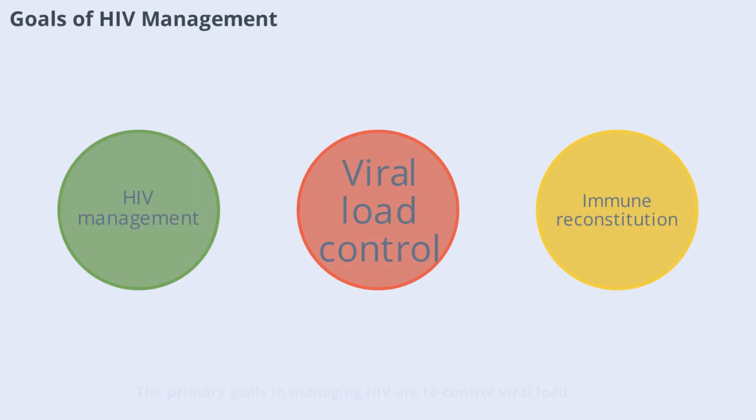The primary goals in managing HIV are to control viral load, prevent disease progression, and reduce the emergence of resistant variants. Achieving immune reconstitution, both quantitatively and qualitatively, is crucial. Preventing opportunistic infections and malignancies is also a key objective. These goals guide the selection and monitoring of antiretroviral therapy and supportive treatments.